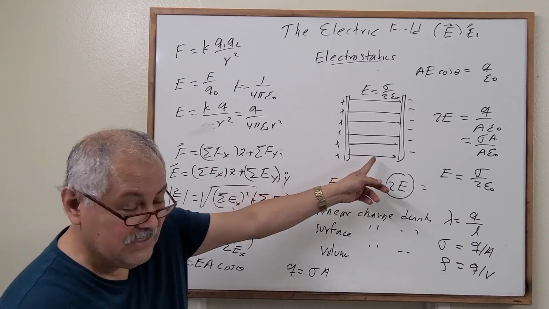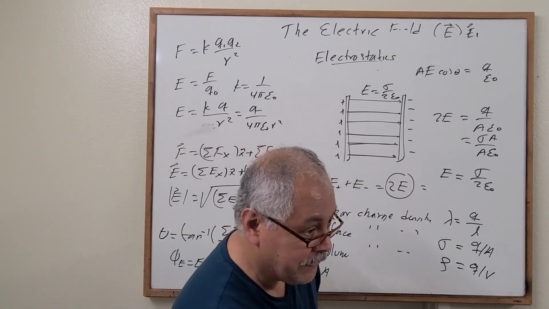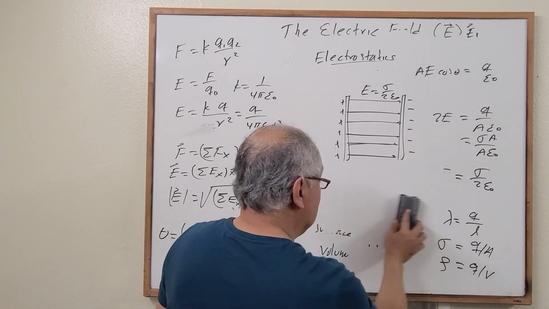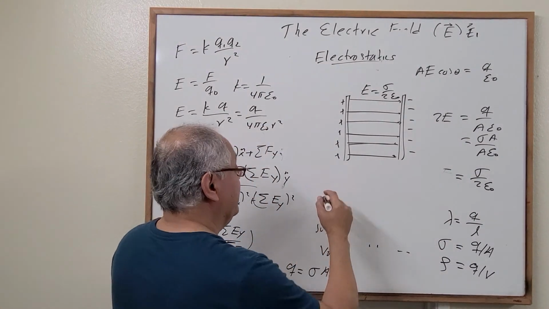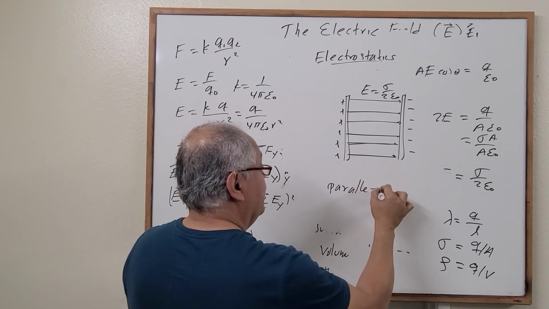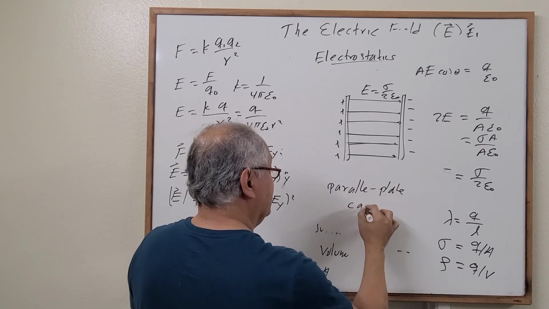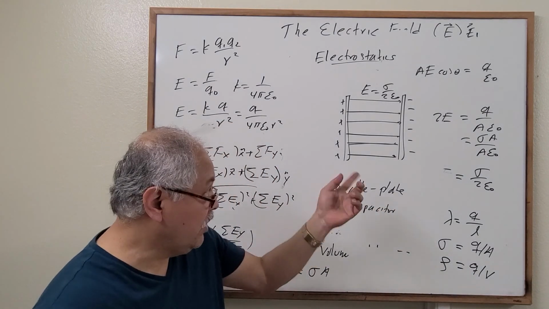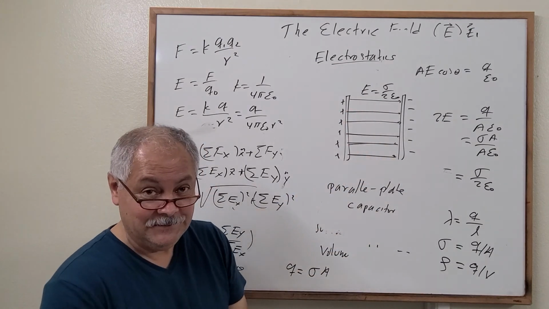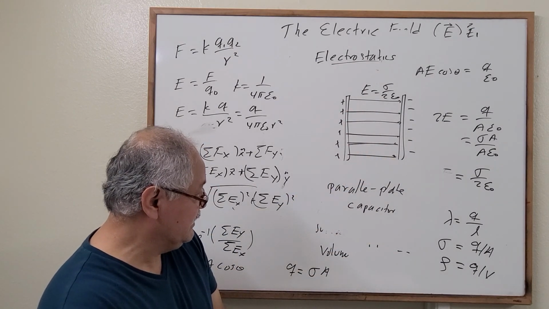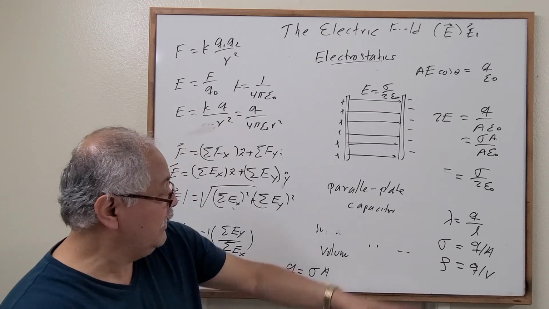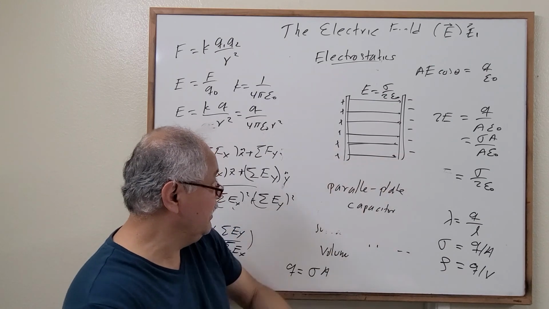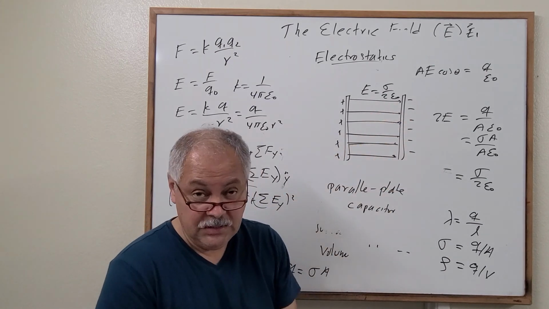This is very important because this is actually the configuration of a parallel plate capacitor. I have to cover this later. A capacitor is a device that stores charge and electric field. In this case, this is a capacitor, and this is the electric field: sigma, the charge density, divided by 2 times epsilon naught.